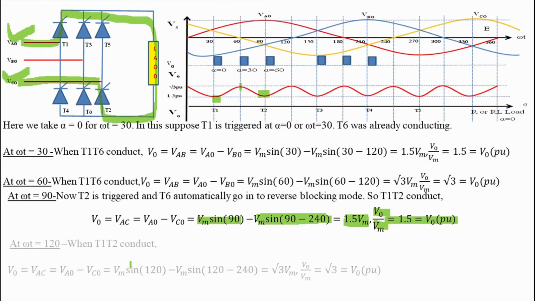Now at omega t equals 120 degree, again thyristors T1 and T2 will conduct, and we get VA0 minus VC0 as output, that is equal to Vm sin 120 degree minus Vm sin (120 minus 240 degree). In this way we get root 3 Vm, and in per unit we get V0 by Vm equals root 3. So again we will get root 3. In this way we get this waveform of output voltage.